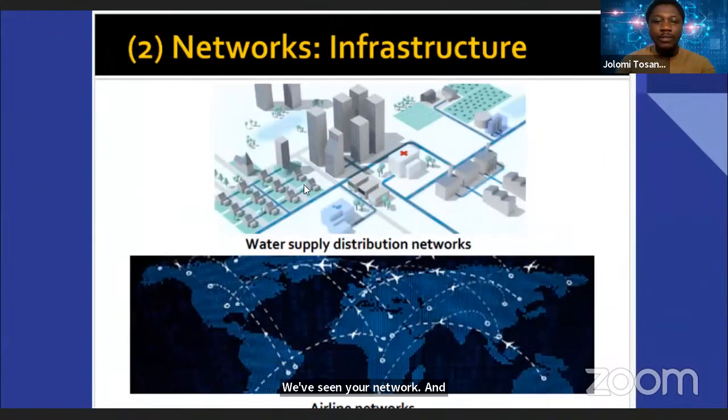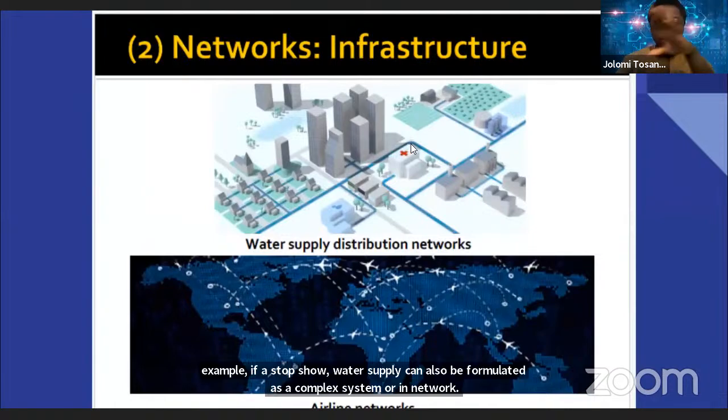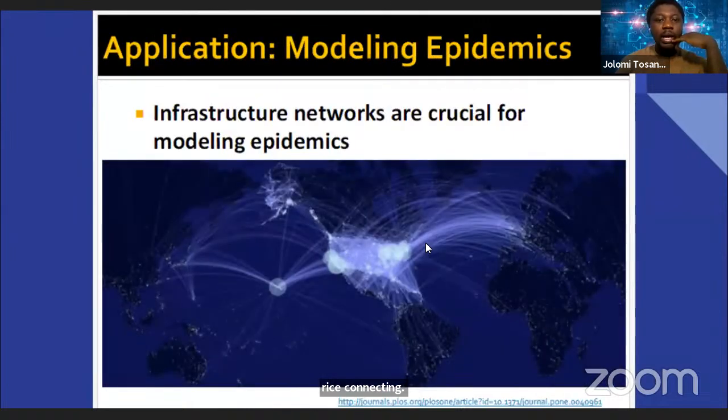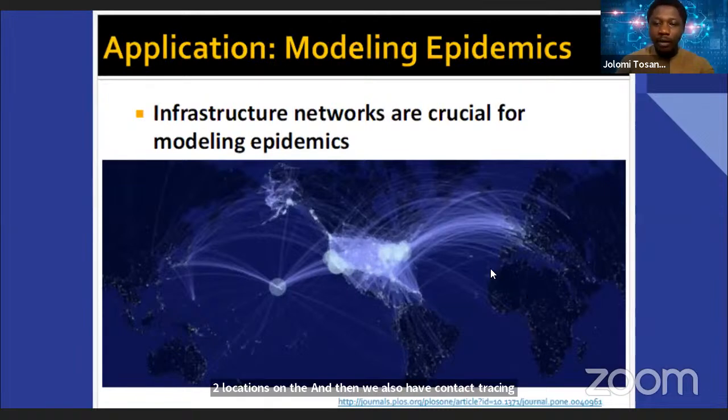Another complex system, for example, infrastructure: a water supply can also be formulated as a complex system or a network. We have pipes and water flowing through them to serve different houses and buildings. We have airlines connecting two locations on the earth. And then we also have contact tracing. For example, someone moves from Africa to America. It is also a complex system, a movement, and we can use it to analyze an epidemic or pandemic, to trace contacts and so on.